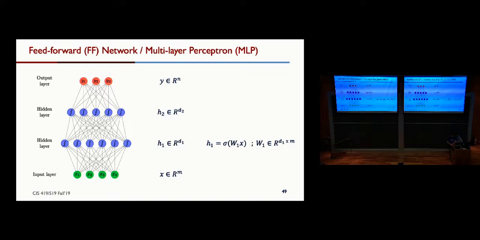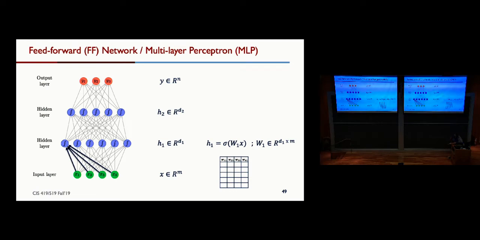D1 is 6, for example, in this case, right? And M is 4. So it's a 6 cross 4 matrix, where, say, the first row of size 4 are these 4 weights that correspond to the connections between x1, x2, x3, and x4 and the first hidden unit of the first layer.